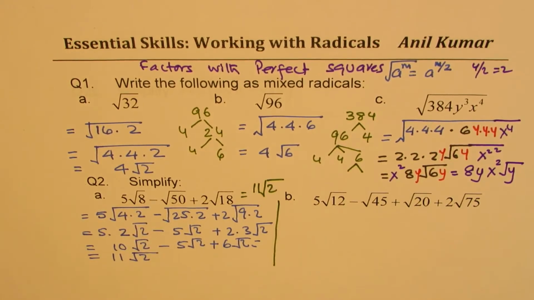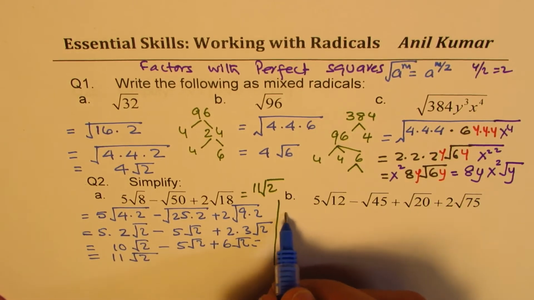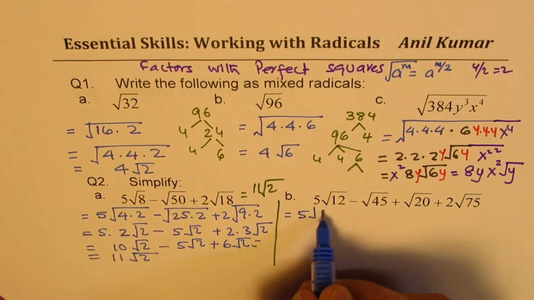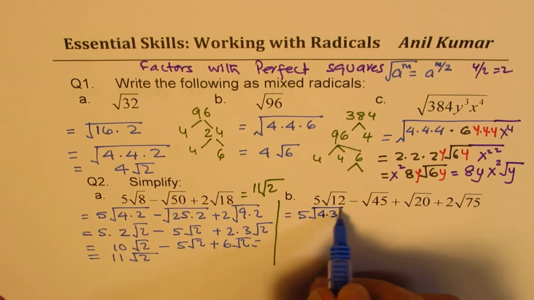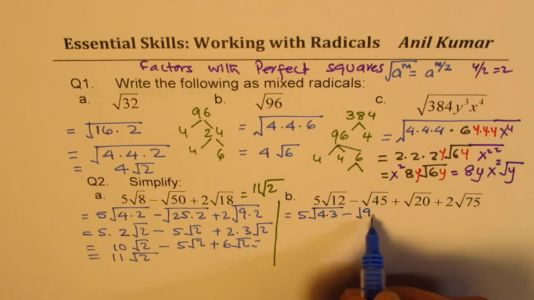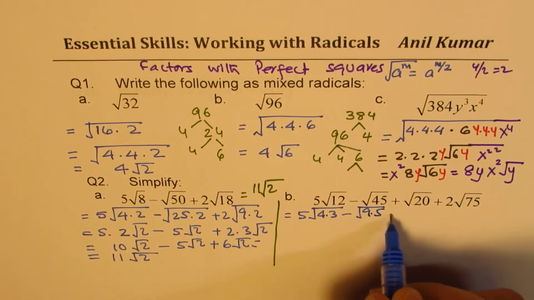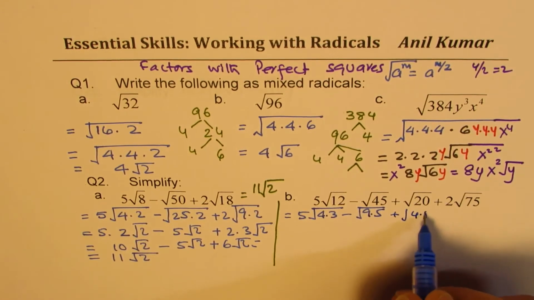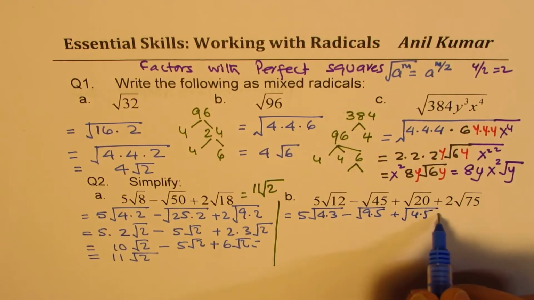Next one here is similar, but I'd like you now to pause the video, answer this particular question, and then look into my suggestions, correct? So 12 could be written as 4 times 3, right? 4 times 3 is 12. Why 4? Because 4 is 2 square. 9 times 5, right? 9 is 3 square. And 4 times 5, 4 is 2 square. That is why we take 4.